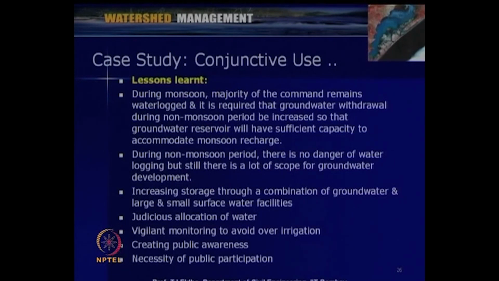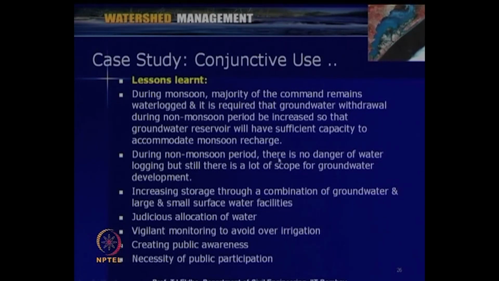Some of the important lessons learned from this case study include: during monsoon, the majority of the command remains waterlogged, and it is required that groundwater withdrawal during the non-monsoon period be increased, so that the groundwater reservoir will have sufficient capacity to accommodate the monsoon recharge. So, whatever water is available, more water is available during the monsoon season, so we want to recharge. That way, recharge plans were made for this case study.